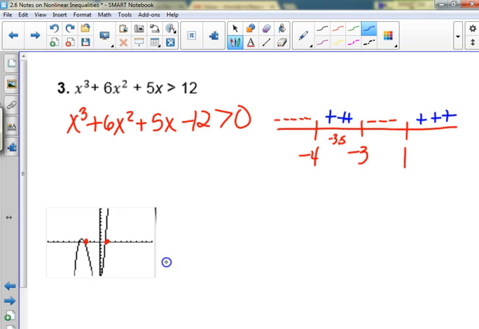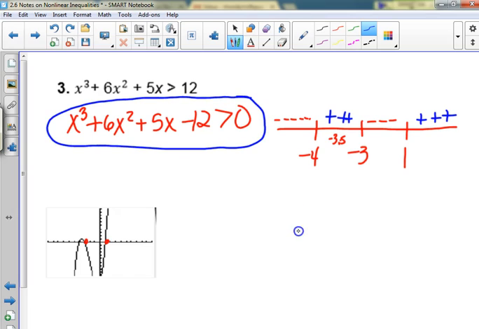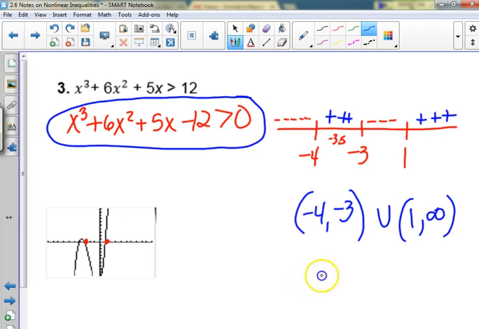It's going to become very important that we can check values on the table when we're doing rational functions, because the graphs are a hot mess. All right. This asks where it's greater than 0, because remember we changed it to say greater than 0. So where is it greater than 0? Between -4 and -3. Why am I not using square brackets? Doesn't say or equal to, okay? Together with 1 to infinity.